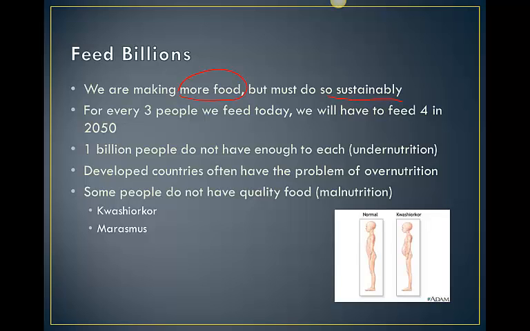For every 3 people we feed today, we're going to have to feed 4 people in a very short time, in about the year 2050, because of population growth. And this is probably something we can do because we are constantly making more food all the time. Let's jot down a list of some of the reasons why we are able to make more food. We're able to make more food now because we are simply putting more fossil fuels into the system. We're using more fossil fuels for agriculture.